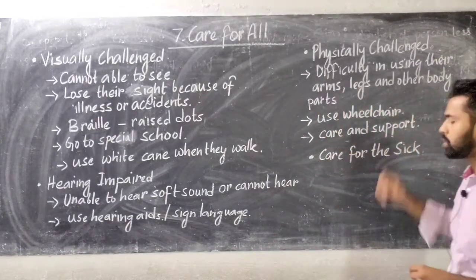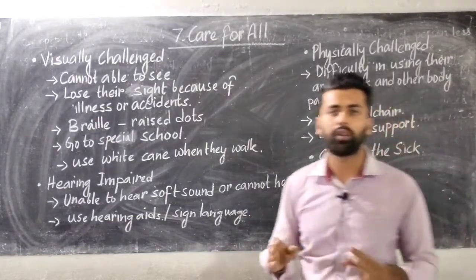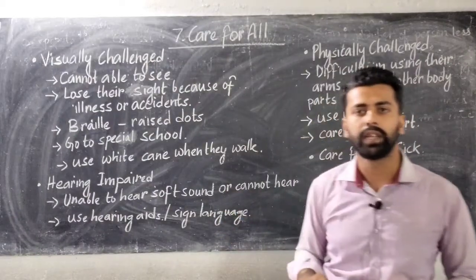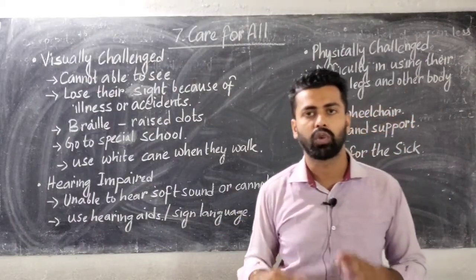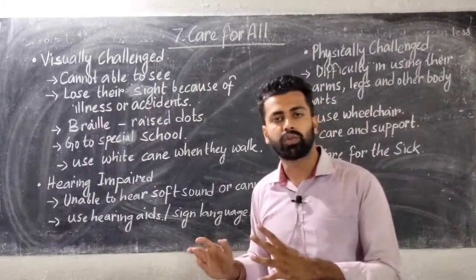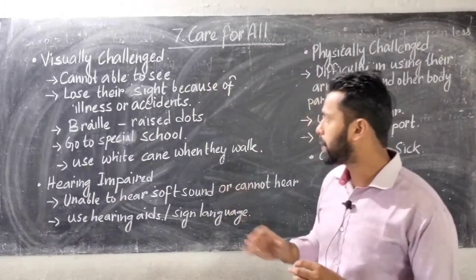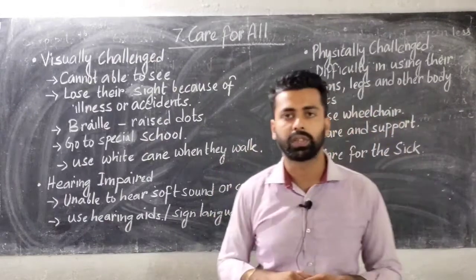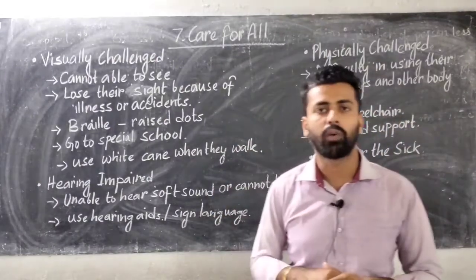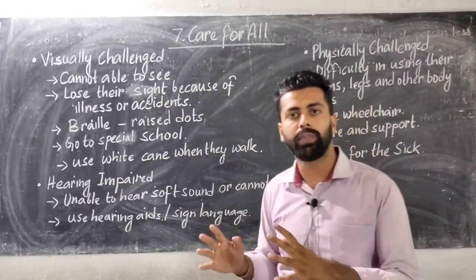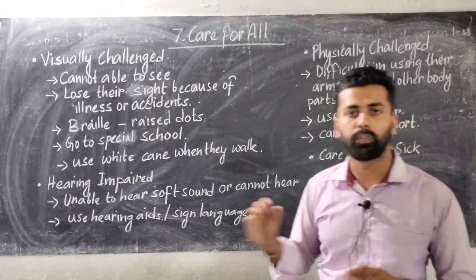Care and support. These kinds of persons need special care and we have to always support them. Whenever you see a physically challenged, hearing impaired or visually challenged person anywhere around your area, what do you have to do? You have to help them. You have to always give support to them.